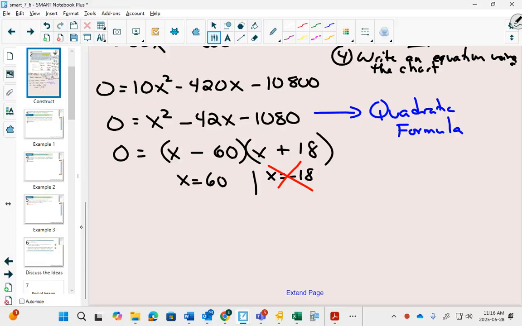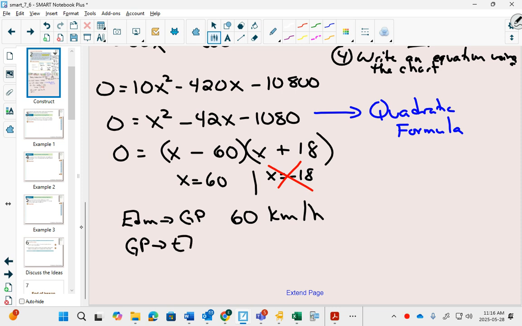Wonderful. So, we can write our final answer: from Edmonton to Grand Prairie is 60 kilometers per hour, and from Grand Prairie to Edmonton, he was traveling 30 kilometers faster. That would be 90 kilometers per hour. And that would be the final answer.